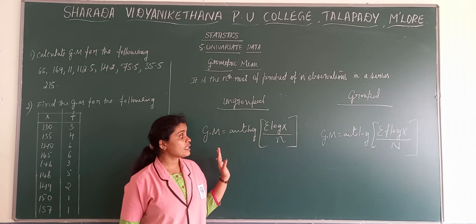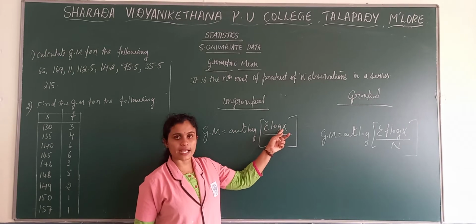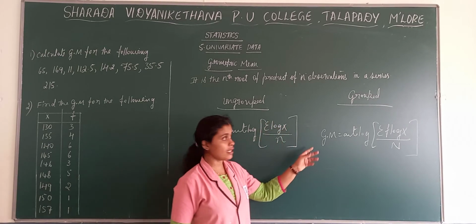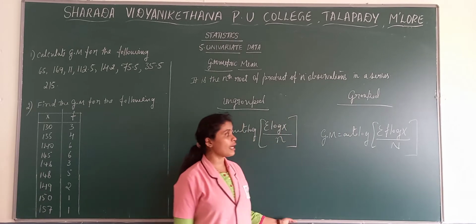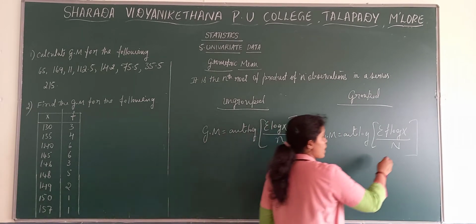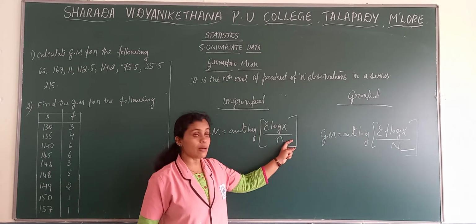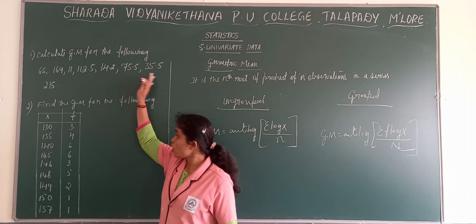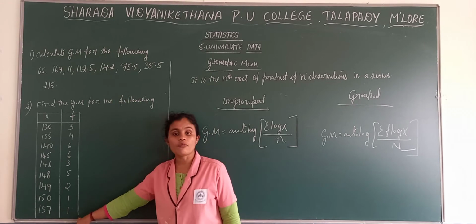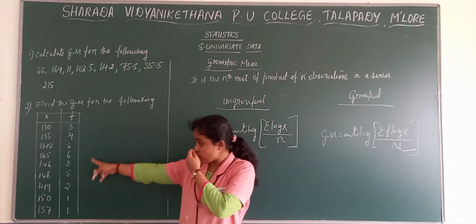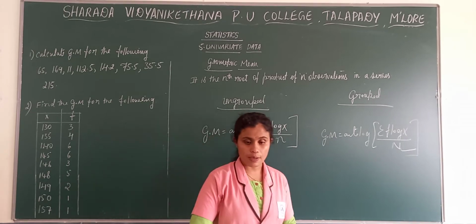So here, in case of geometric mean, you have two formulas. One is antilog of sigma log x by n. One more is for grouped, antilog of sigma f log x by N. Grouped means you have frequencies. So capital N is the total number of frequencies. Here n is the number of observations. How many observations are there? Here is the total of the frequency values.